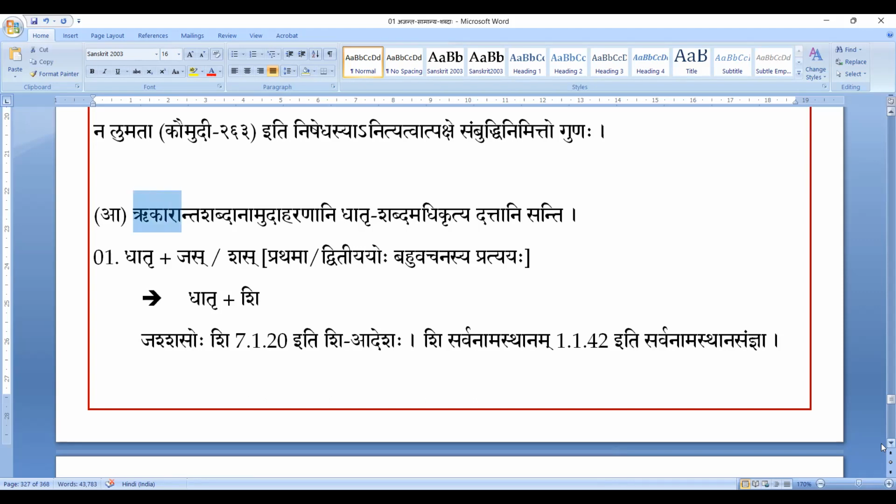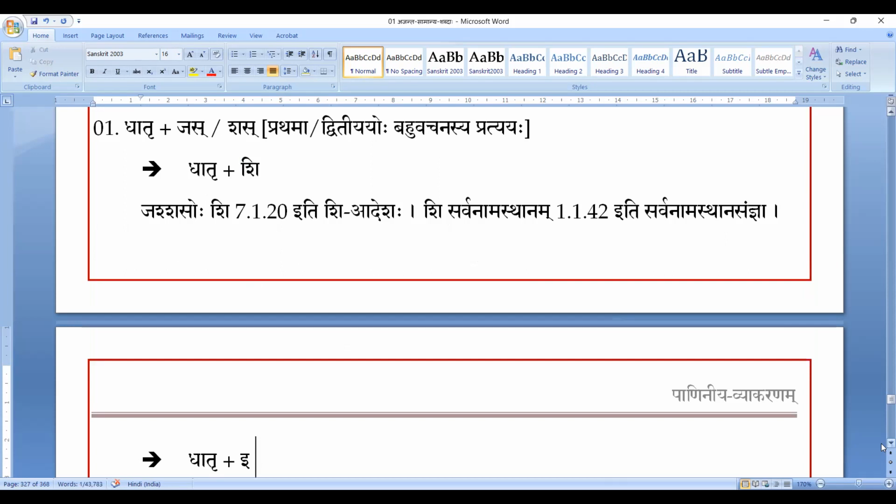Now rikaranta shabda. Rikaranta shabdanam udaharanani. That is like Datr shabda. Again, this Datr shabda is an example for iko achi vibhaktau. So Datr plus jas, and jas will be replaced by shi. Jas shasoh shih, sarvanamasthane cha asambuddhau. Then Datr, now it becomes ajadi.